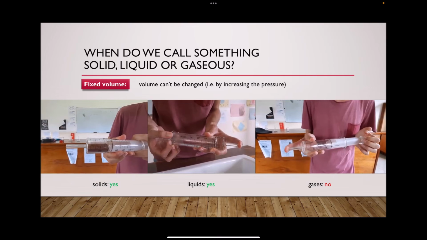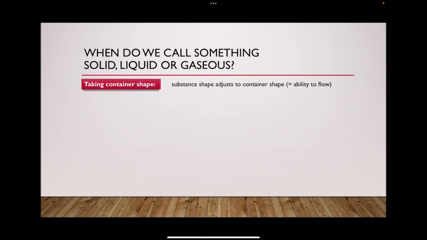That's why we need another point to clearly show whether a substance is a solid, a liquid, or a gas. And this other property where solids and liquids will differ, as we will see in a moment, is the point of taking the container shape. Taking the container shape means that the shape of any substance adjusts to the container shape, and this is nothing else than the ability to flow.